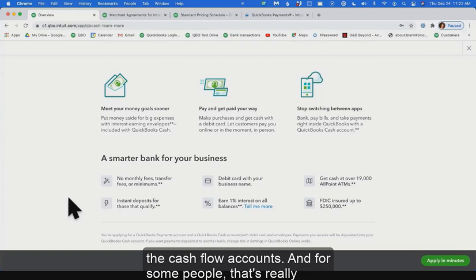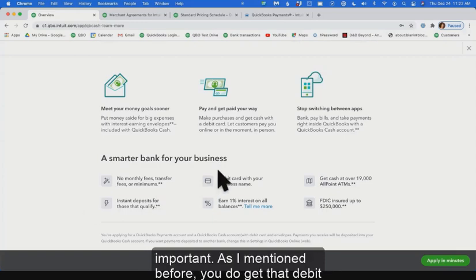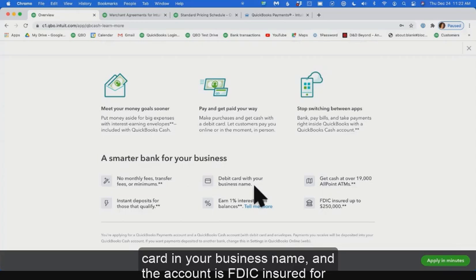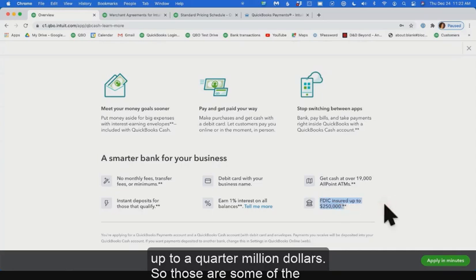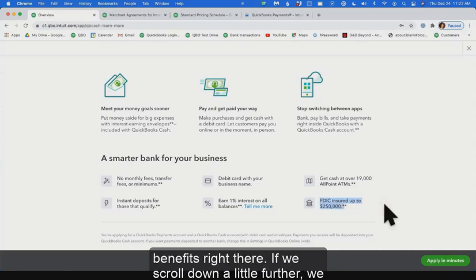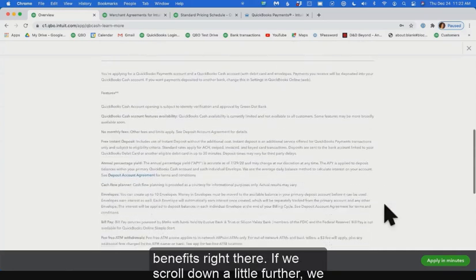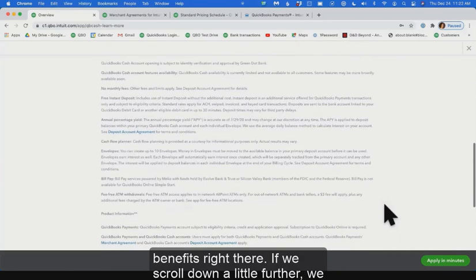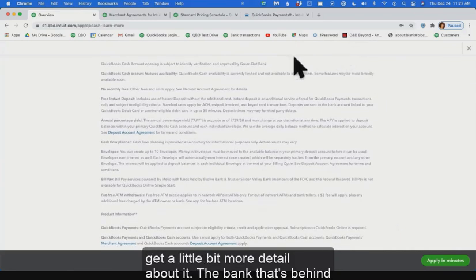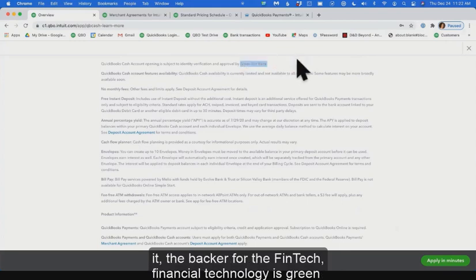And for some people, that's really important. As I mentioned before, you do get that debit card in your business name, and the account is FDIC insured for up to $250,000. So those are some of the benefits right there. If we scroll down a little further, we get a little bit more detail about it. The bank that's behind it, the backer for the fintech, financial technology, is Green Dot Bank.